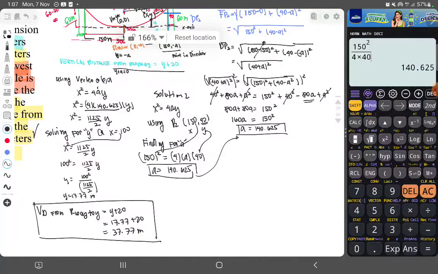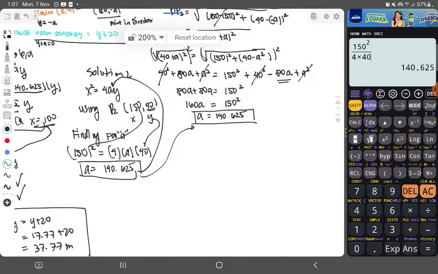Okay, you will just again substitute a to our equation, and then next you would substitute our x which is equal to 100 to this equation to find for our y, and then y plus 20. Now we have our third solution.